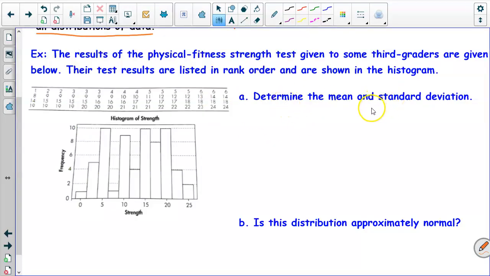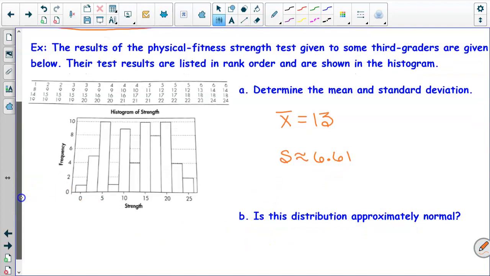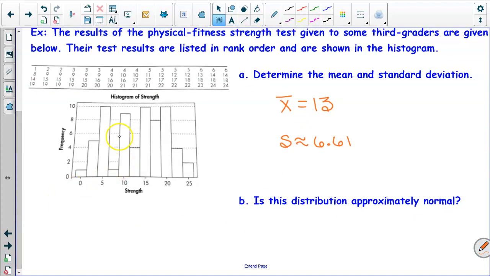So it says determine the mean and the standard deviation. So let's write that down. X bar was what? 13, and S was about 6.6, wasn't it 1? Okay, so it says, is this distribution approximately normal? Well, if I look at my histogram, my answer would be no way, no.